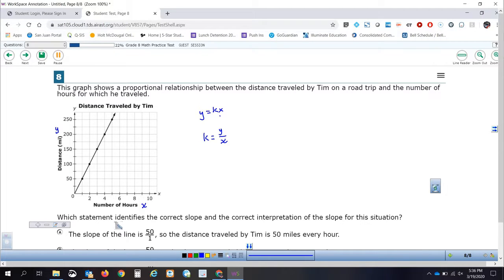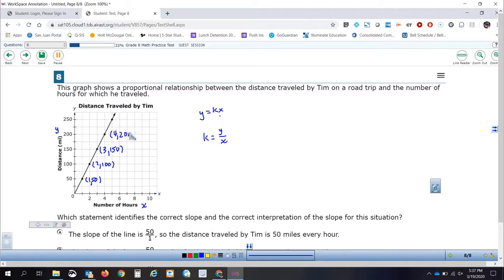All right, so I'm not going to go through the choices yet. Let's just get this information down so we know what's going on here. And I always like to write these as ordered pairs. So our first ordered pair is 1, 50. And then we have 2, 100. And then 3, 150.